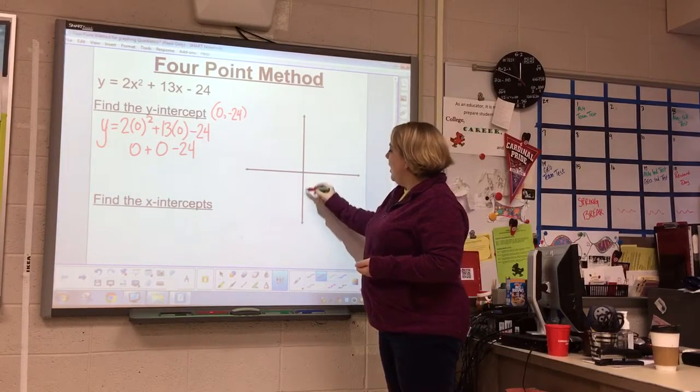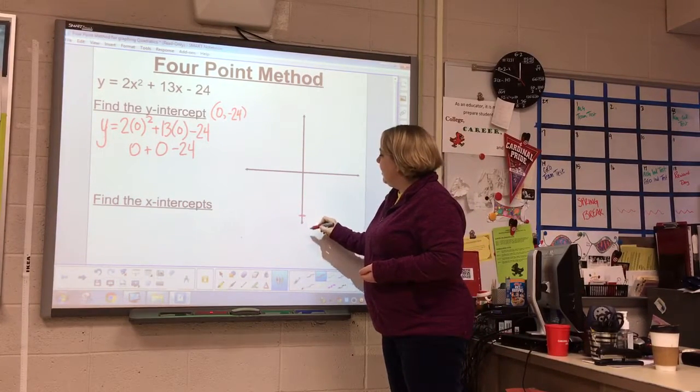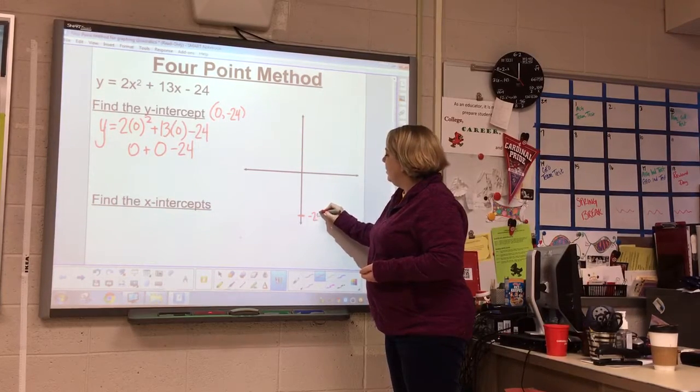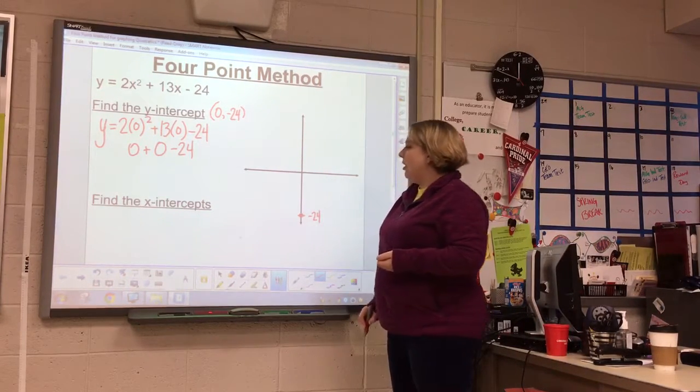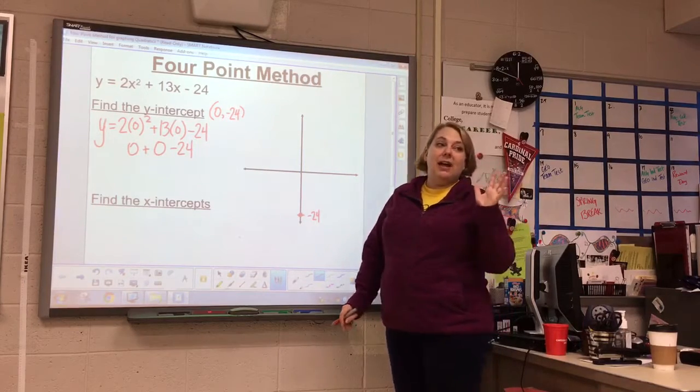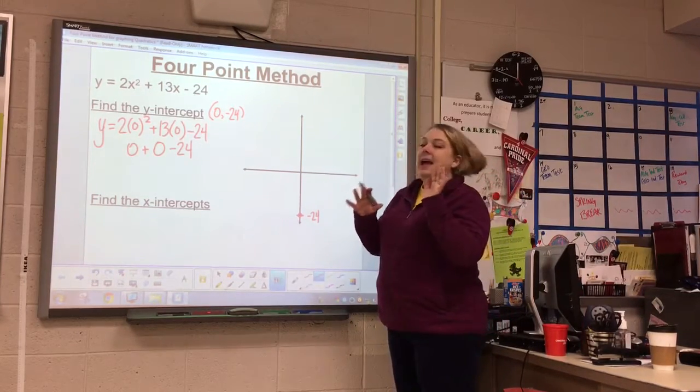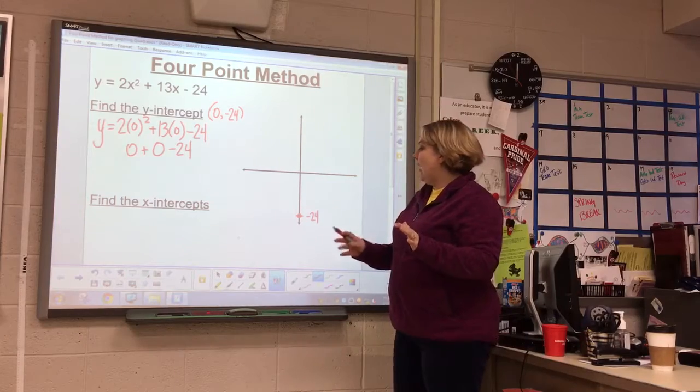So I'm just going to go ahead and sketch that down here. It's going to be this point right here, negative 24. Notice when I'm doing a sketch, I don't have to be perfect. I don't have to draw my grid lines. I just need to mark where it is, okay?